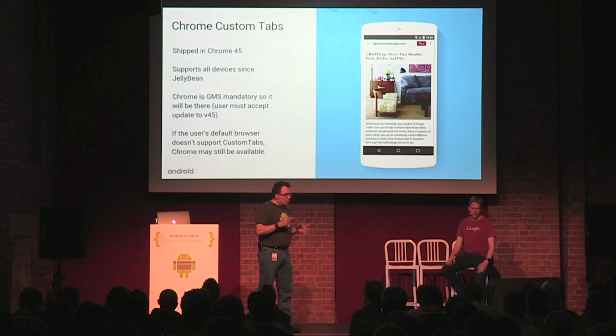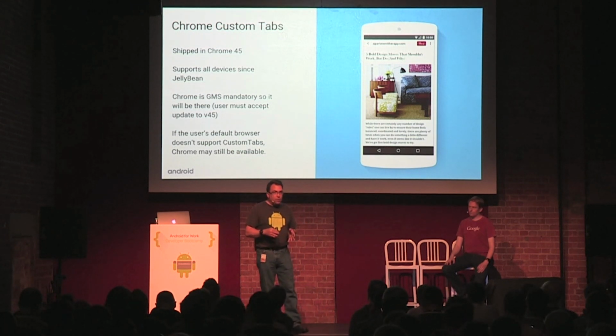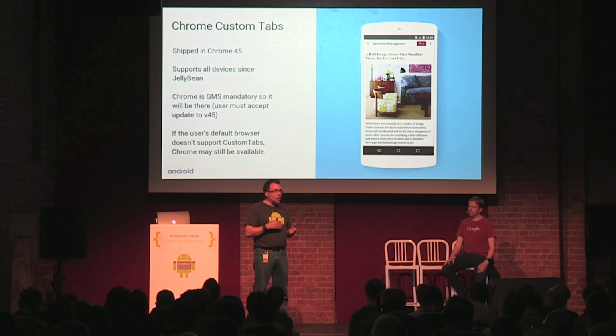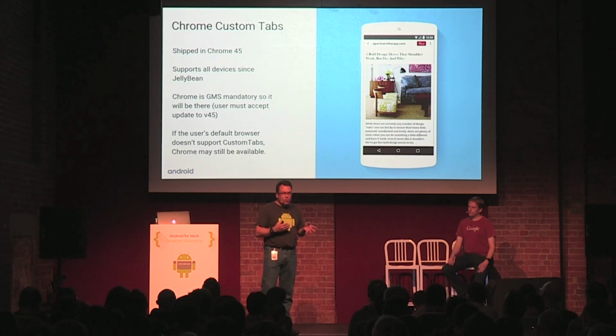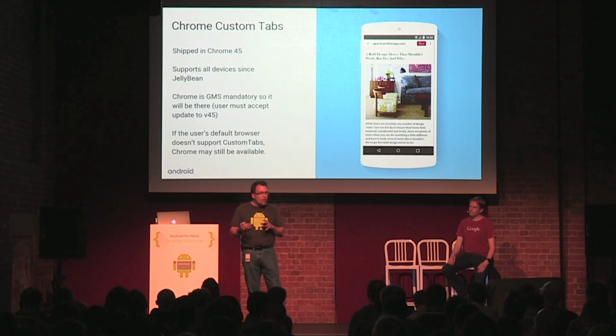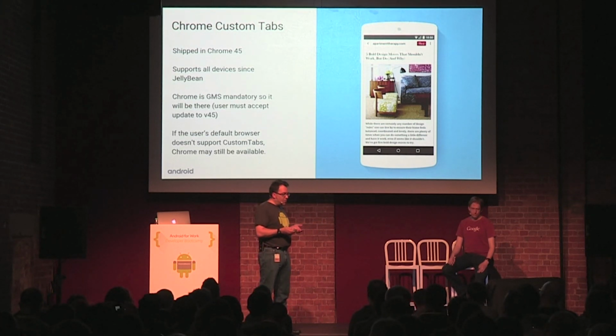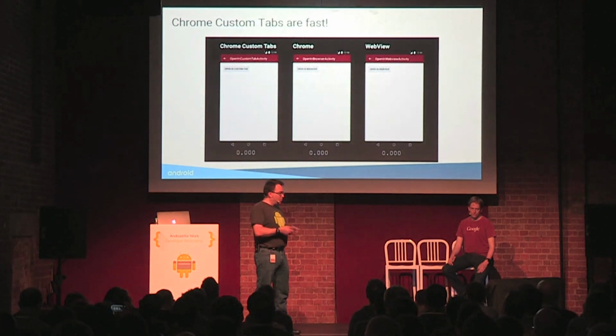So Chrome Custom Tabs came out in Chrome 45. There's a few versions back now. You've probably seen it in applications where instead of using WebView, you're now seeing something that actually knows your authentication state or knows who you are when you come in. In many cases, it wasn't done for authentication purposes. It was done so that the user experience was a little bit cleaner.